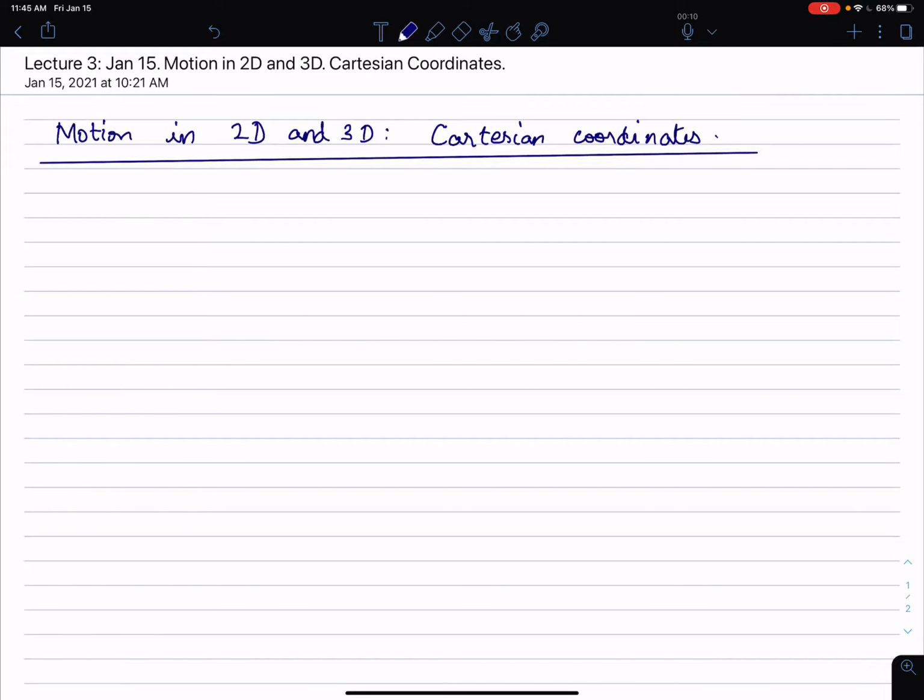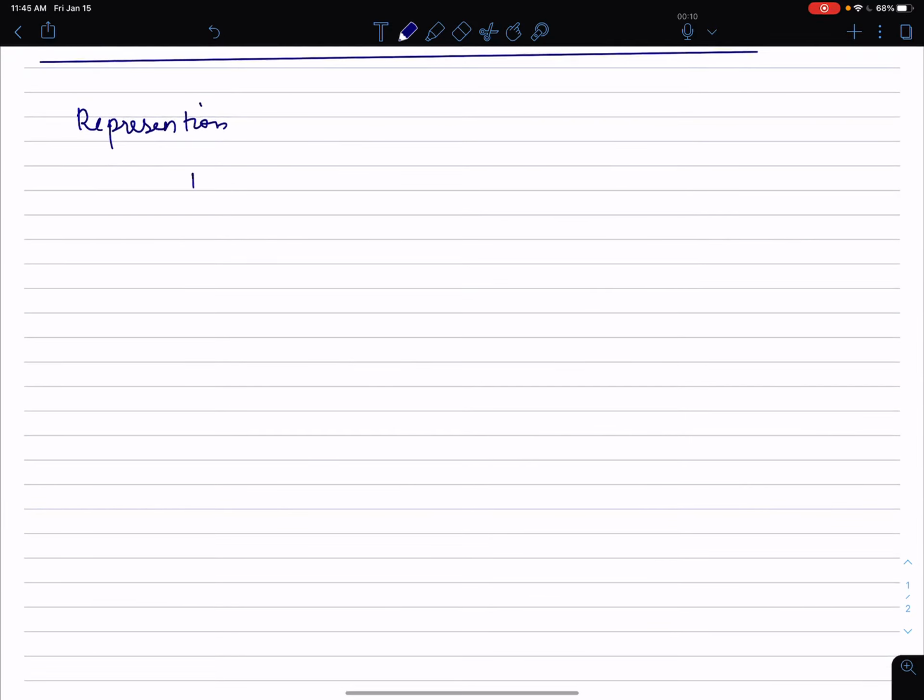Okay, so in the previous lecture, we talked about motion in a straight line. Here we are going to talk about motion not in a straight line, but in 2D and 3D. So what do we mean by this? So here's a representation of motion in 2D or 3D. So let's say we have these coordinate axes, x, y, and z. And we have a point P, which is denoted by the coordinates x, y, z. And these coordinates are basically called Cartesian coordinates.